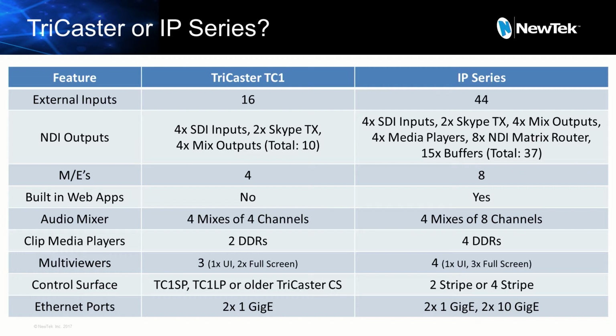All right, ME-wise, you get 4 MEs in a TC1, 8 in an IP series. The MEs are otherwise capable of doing the same thing in both. You just get twice as many inside an IP series system.